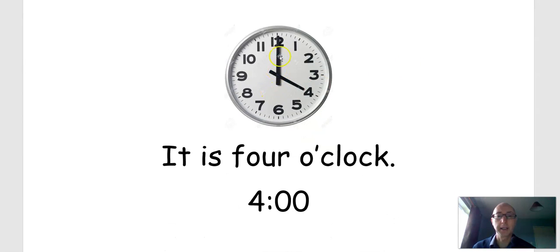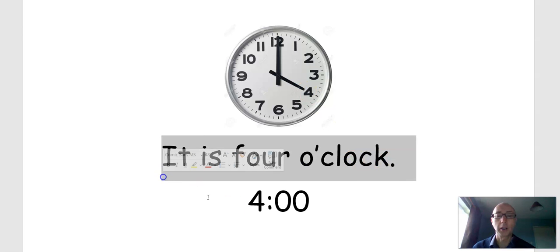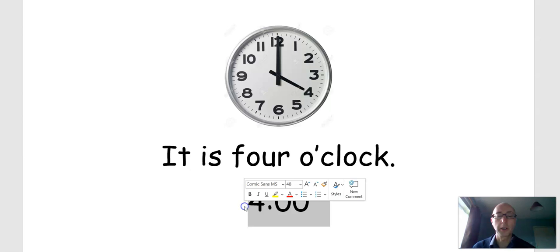Again, the big hand is at 12, so this is o'clock. And we have the small hand is at 4. So it's 4 o'clock. And 4 o'clock here in numbers as well. These are the same. So again, big hand 12, it's o'clock.